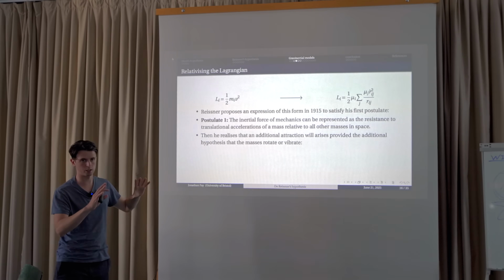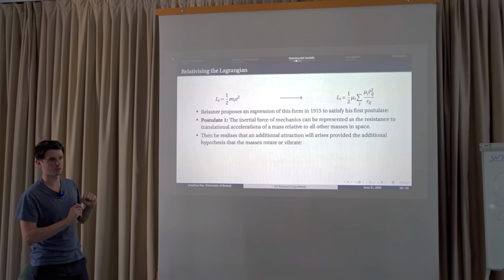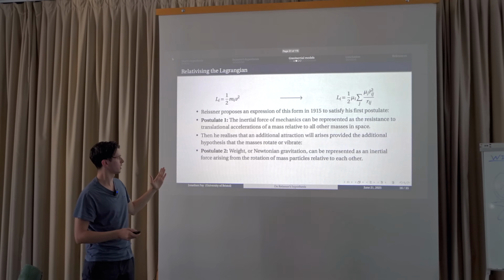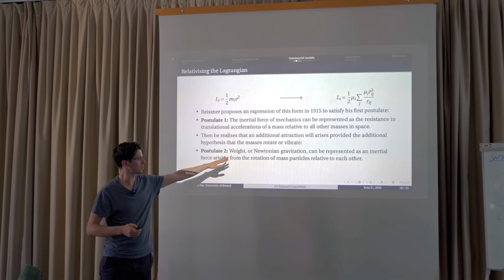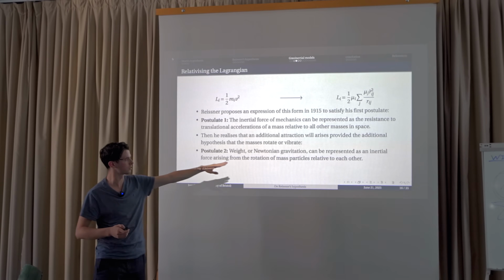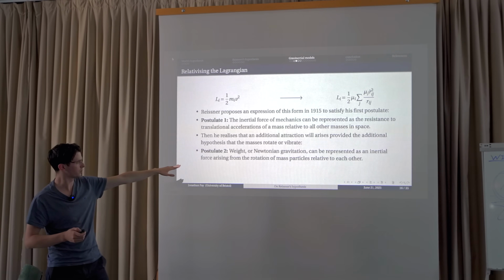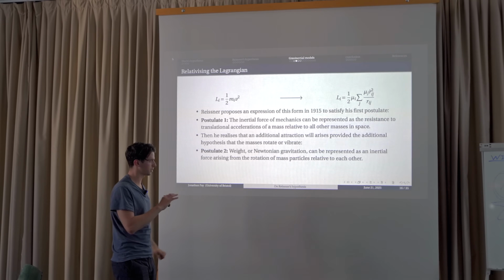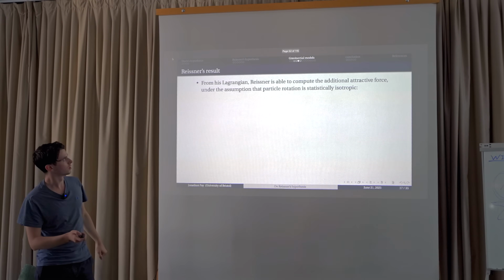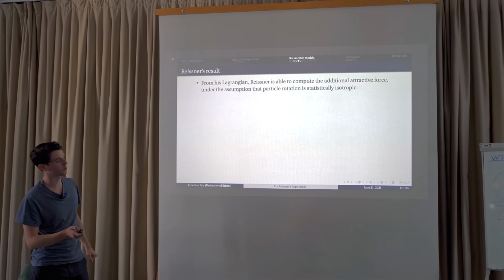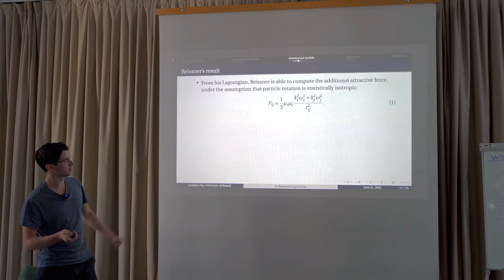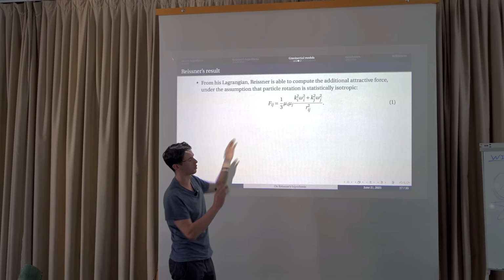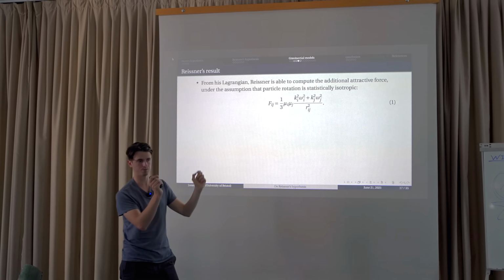So he creates a theory of relative inertia, and then, considering the hypothesis that his masses vibrate, he gets out of this that weight, or Newtonian gravitation, can be represented as an inertial force arising from the rotation of mass particles relative to each other. To see how this works, I'm not going to go through the derivation, I'll just show you the force law. So this is the force he gets out from two particles that are vibrating.